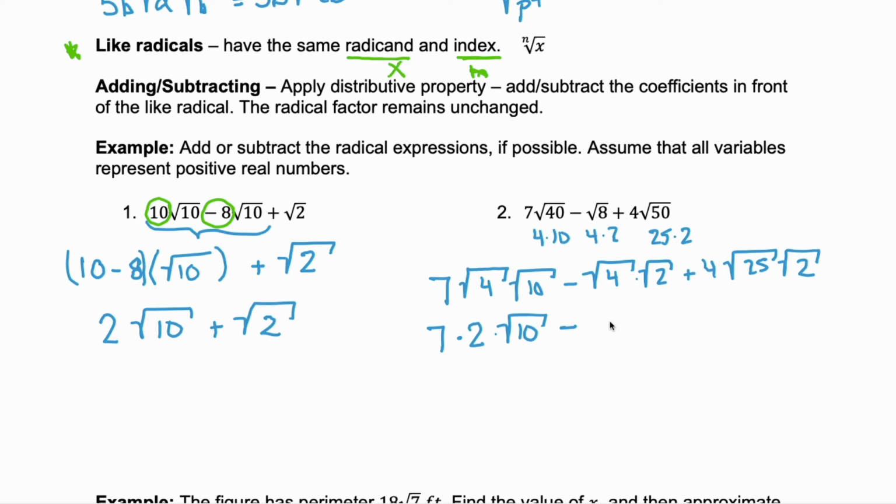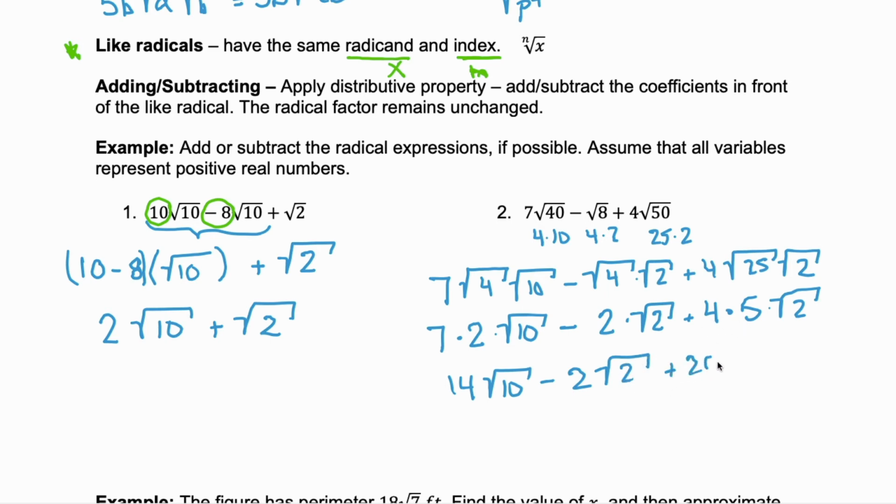Subtract. Square root of 4 is 2. And square root of 2 can't simplify. Plus 4 times the square root of 25, which is 5, times the square root of 2. Now we've got to continue to simplify, so any coefficients that we can multiply together, we're going to multiply together. The first one we have 7 times 2, so that's 14 times the square root of 10. The second term is already simplified, 2 square root of 2. And the last, 4 times 5, which is 20, square root of 2.